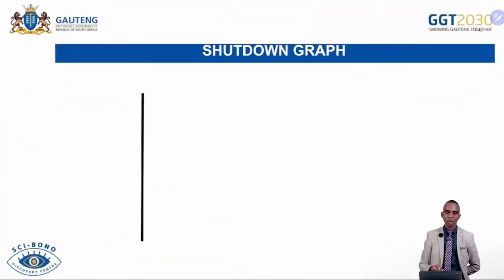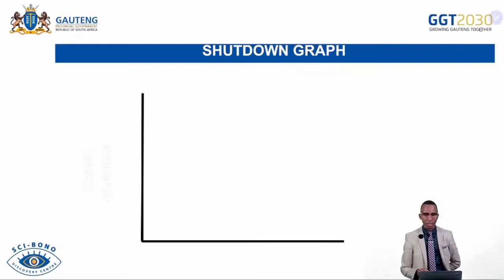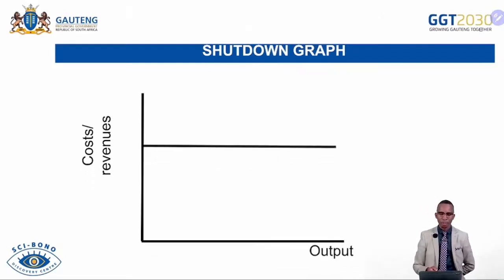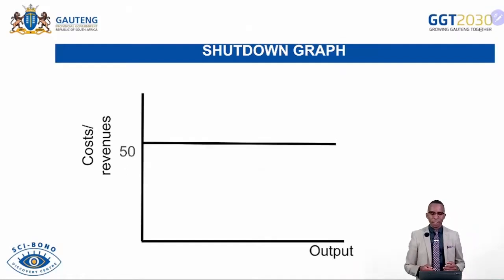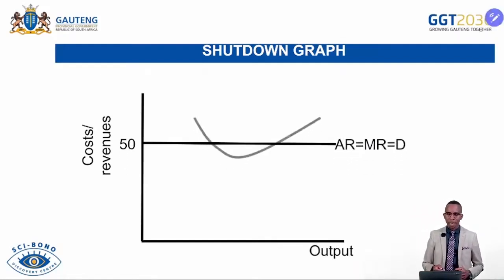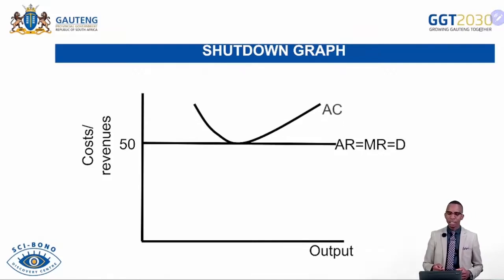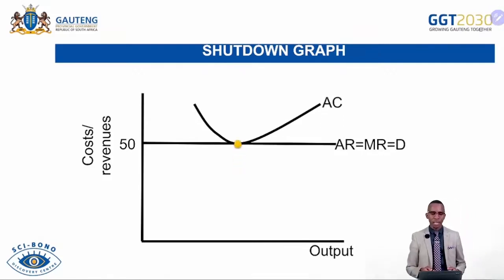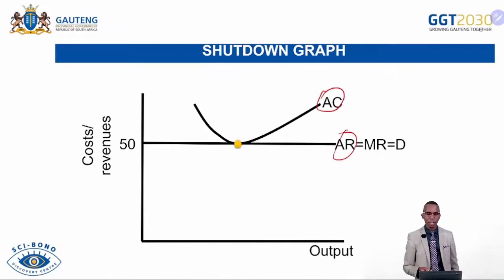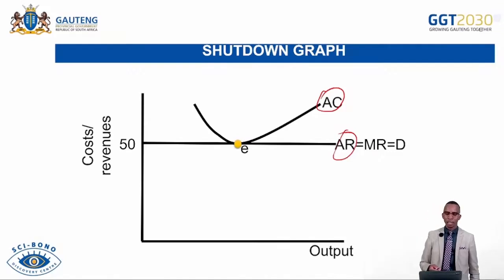So this is the shutdown graph. It will look the same, with cost and revenues and output. And then there is our first demand curve, AR equals MR equals D. And then there is our AC. That first point indicates that the firm is simply making normal profit because AC equals AR. You can see they are all equal here, they are all equal to 50. So there the firm is just making normal profit. And that is E.